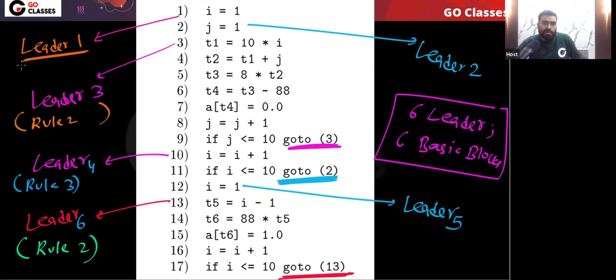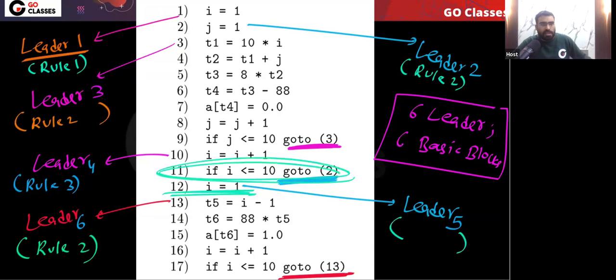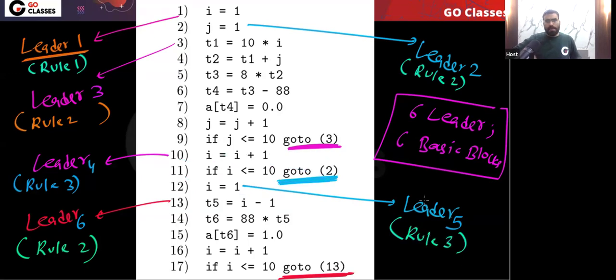What about leader number 1? Why is this a leader? Because of rule number 1: in the program, the first instruction is a leader. Leader number 2, why is this a leader? Because this is a target of a jump instruction, so rule number 2. And why is this a leader? Because of rule number 3, because this is the immediately next instruction after the jump instruction. I hope you understood all these points. Is this clear? So let's move on now.